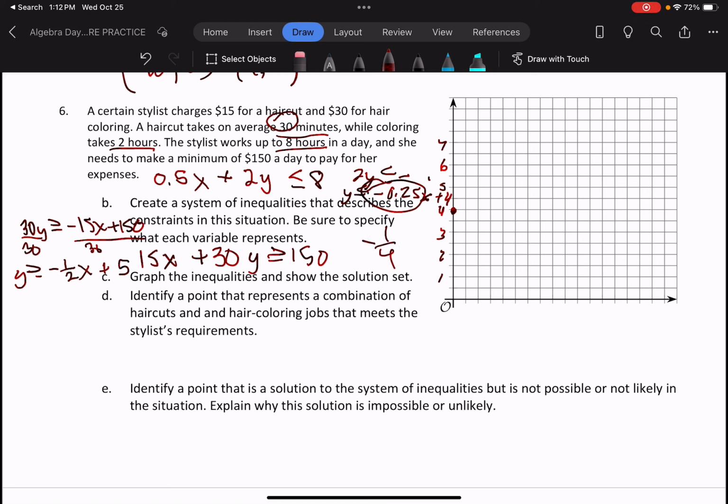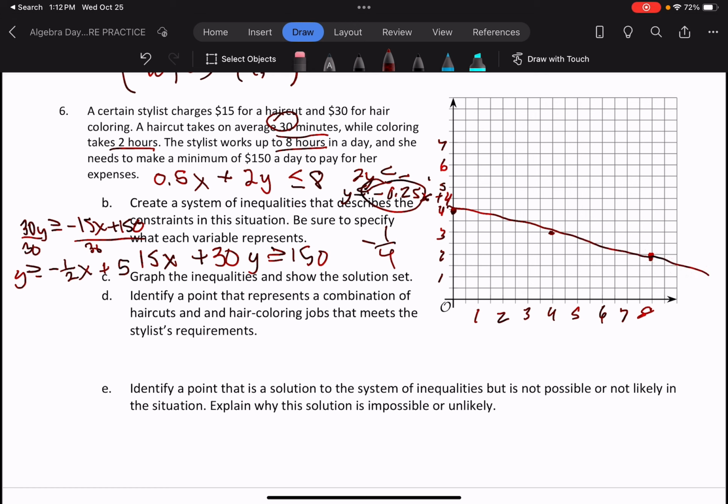So let me graph 1, 2, 3, 4, 5, 6. All right, so we're going to go down 1 over 4. Sorry, down 1 over 4. Okay, down 1 over 4. Down 1 over 4. Okay, and so that gives you your one line right there.